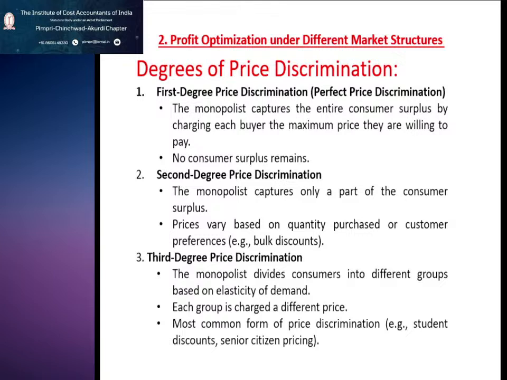Now let's see the second degree of price discrimination. The monopolist captures only a part of the consumer surplus. Prices vary based on the quantity purchased or customer preferences, for example bulk discounts. The third degree of price discrimination is where the monopolist divides consumers into different groups based on elasticity of demand. Each group is charged a different price. It is the most common form of price discrimination; student discounts and senior citizen pricing are classic examples of third degree price discrimination. So these are the various degrees of price discrimination prevailing in market structures.